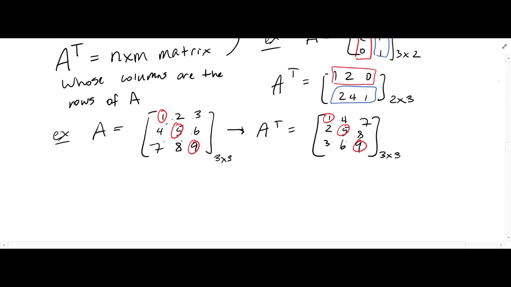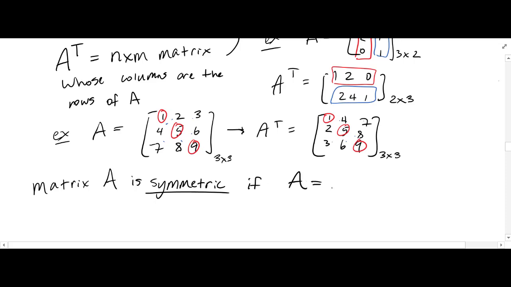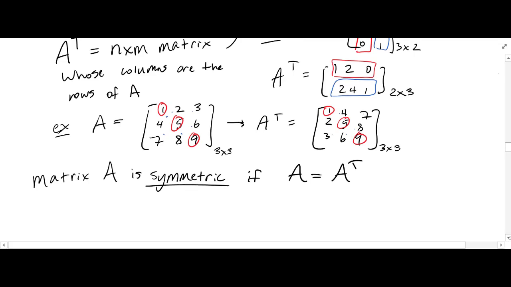Okay, so we know what a transpose is. So a symmetric matrix, or let me say matrix A, A is symmetric if A is equal to its own transpose. So its columns are the same as its rows, and if you reflect it across its diagonal, it doesn't change.